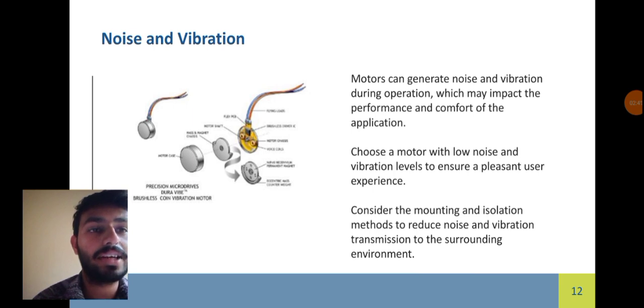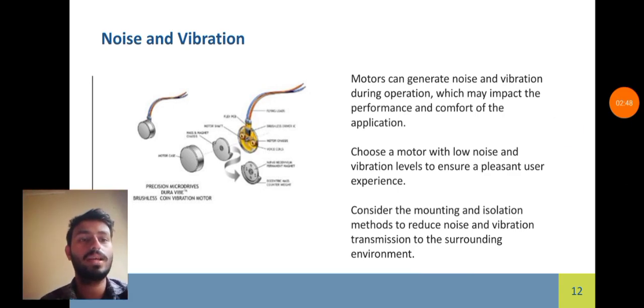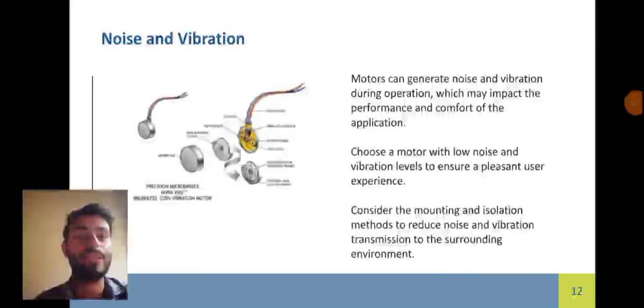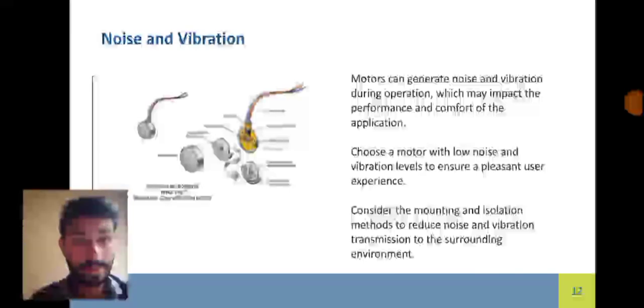With this, we can use the motor pleasantly, because heavy sound will disturb everyone around. Consider mounting and isolation methods to reduce noise and vibration transmission into the surrounding environment. By using mounting and isolation methods, we can reduce the sound and vibration of the motor.